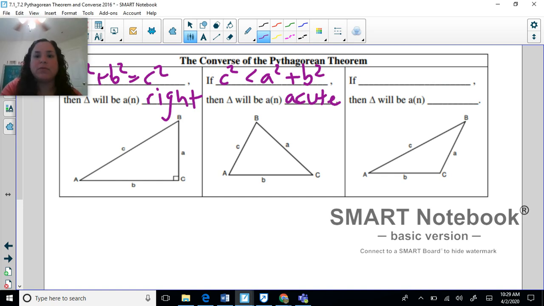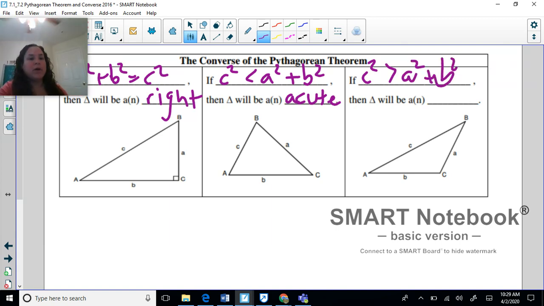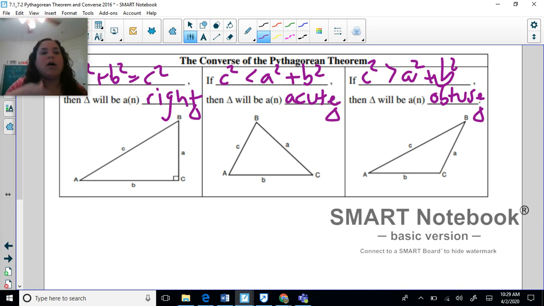If c squared is greater than a squared plus b squared, then what we'll have will be an obtuse triangle. Okay, so you're probably thinking, how are we going to figure that out? Well, we are going to use the Pythagorean theorem. We're going to look at a list of numbers and plug them in. Always remember to plug in the biggest number into the C.